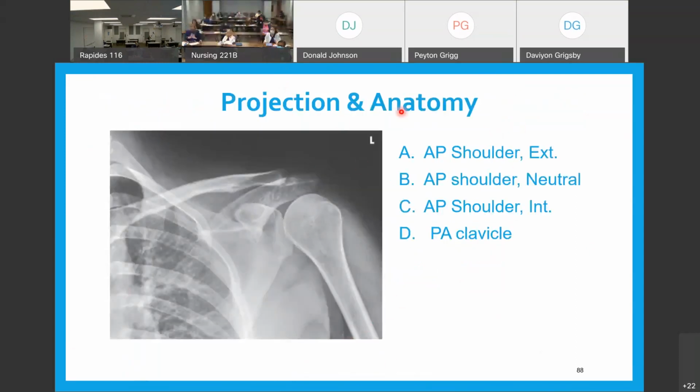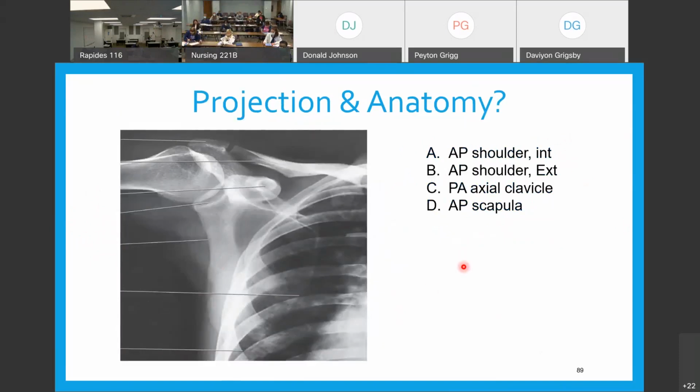Projection and anatomy. What are we looking at here? Boy, they barely clipped it there, didn't they? I still would have opened this up a little bit more. So what's the rotation? External, internal. I say external because this is your greater tubercle. So it's an AP shoulder with external rotation. I would unfortunately have to repeat it because of this and also the very bottom of that scapula. So you want to open that collimation up just a little bit more.